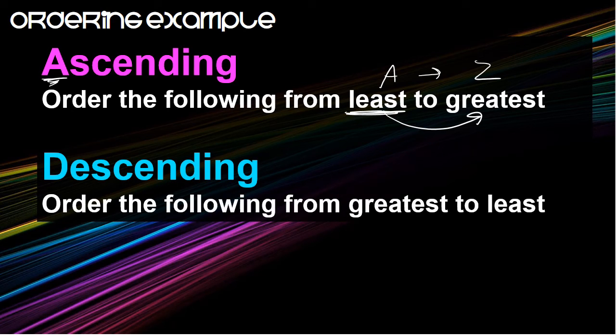And descending is you're going in opposite order here. So you're going from greatest to least. And so it's like saying your alphabet backwards from Z to A.